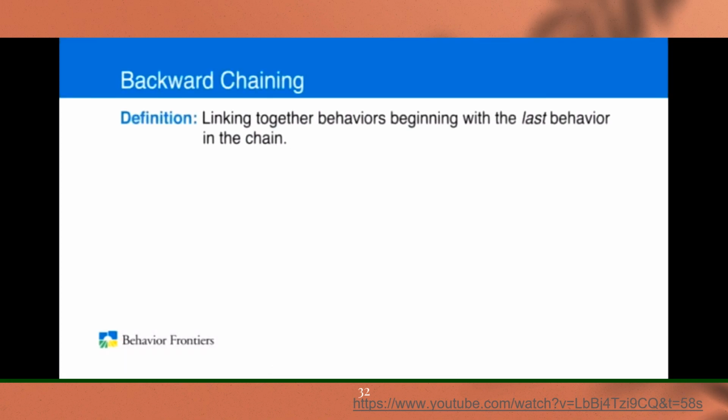Let's look at how to perform backward chaining. The definition of backward chaining is linking together behaviors beginning with the last behavior in the chain. Let's go through the procedure with the same example of washing hands in order to see how this type of chaining differs from forward chaining.